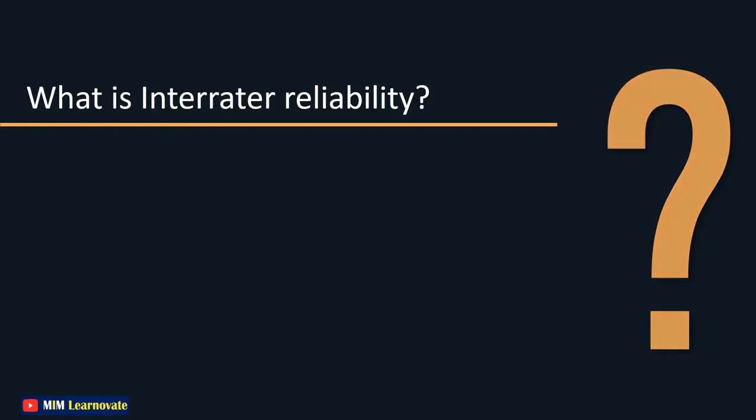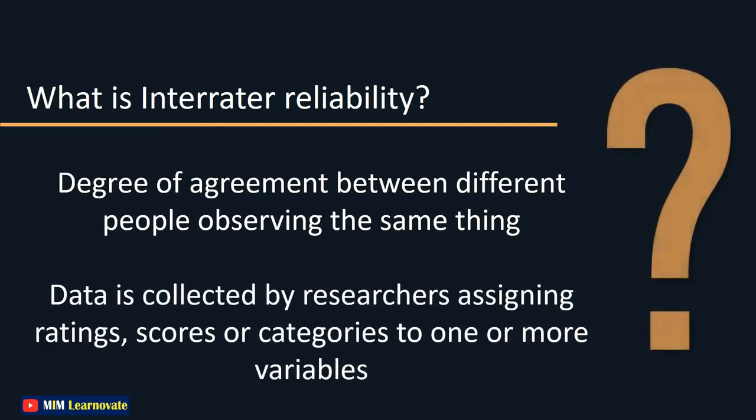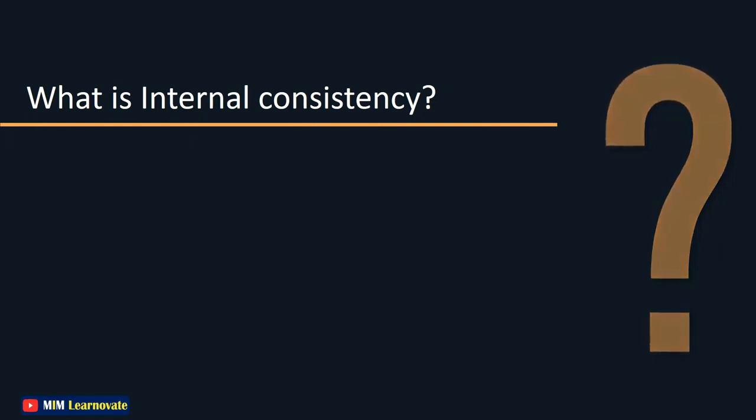What is inter-rater reliability? Inter-rater reliability, also called inter-observer reliability, measures the degree of agreement between different people observing or assessing the same thing. You use it when data is collected by researchers assigning ratings, scores, or categories to one or more variables.